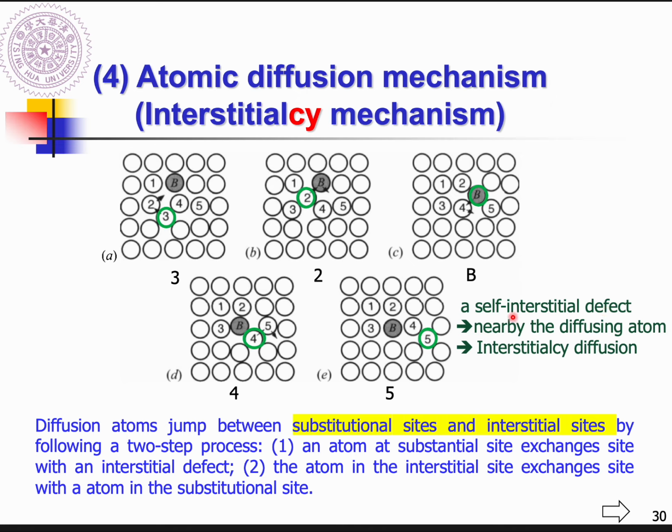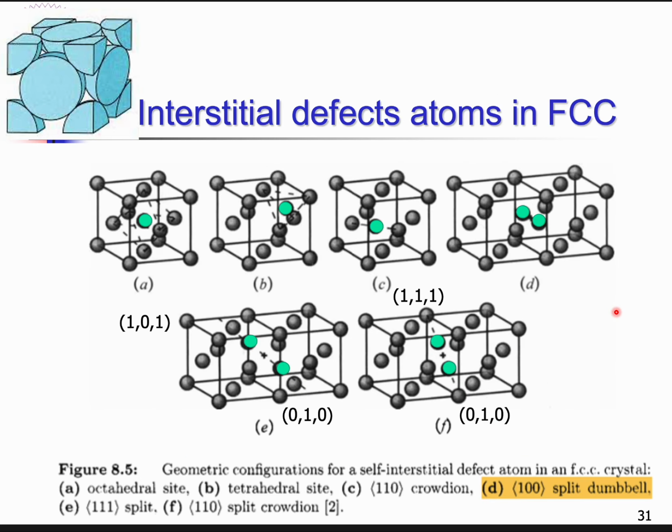So next I'm going to introduce that there are several different types of self-interstitial defect found in our materials. Let's take an FCC single unit cell as an example. I'm going to show you there are 6 different types or kinds of interstitial defect.